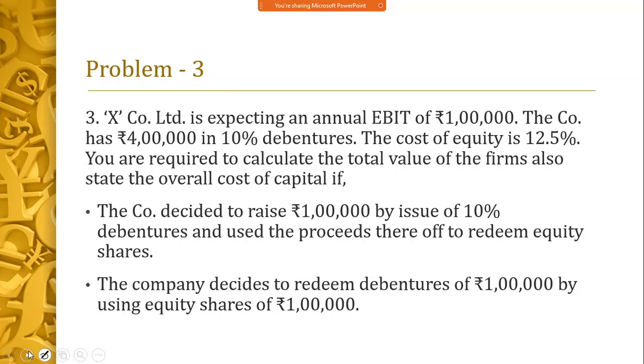Now there are problem 3, problem 4 and problem 5, which are expected to be solved by you. Now all these are as simple and easy as the first two problems that we have discussed, and thereby we can finish up with the net income approach.